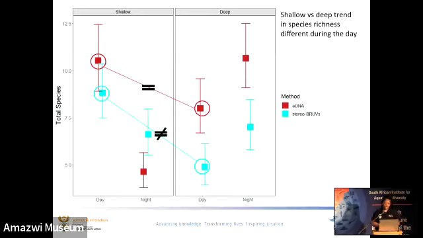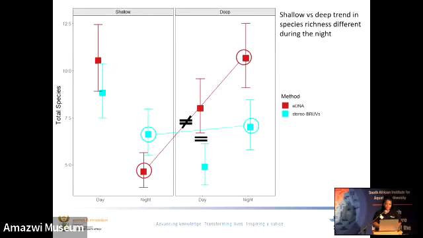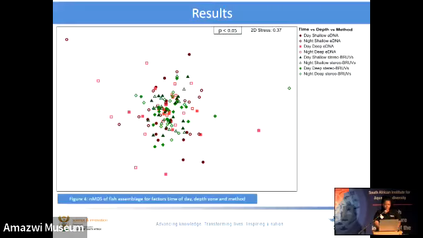When we look at the shallow versus deep trend in species richness during the day only, we see a significant decline in species richness for stereographs, but not so much for environmental DNA. In the same trend, but during the night only, there is a significant increase in species richness for environmental DNA, but not so much for stereographs.